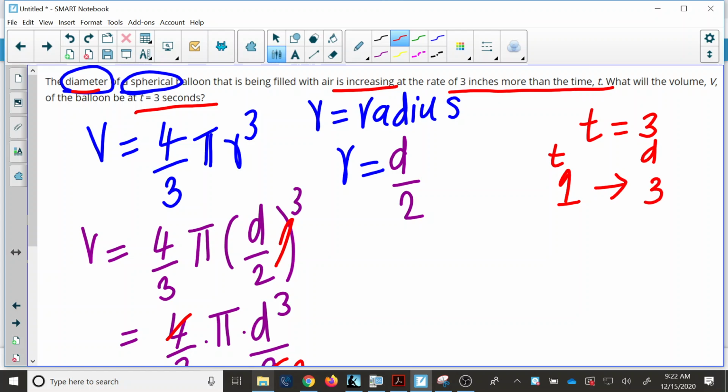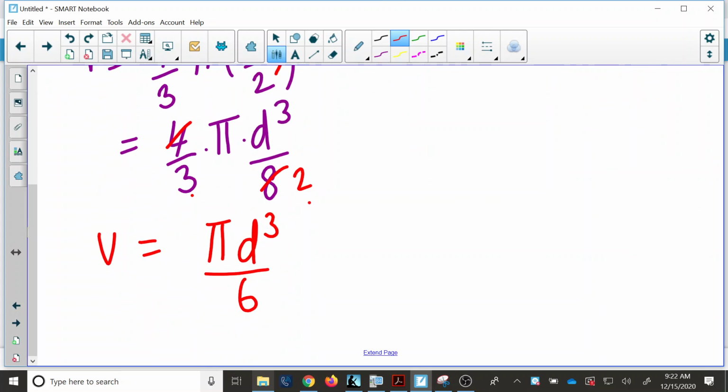If the time is 3 seconds, the diameter will be 3 more than that. So 3 plus 3, which is 6, right? So the diameter at present is 6. I'm going to plug in d equals 6 in this volume function.